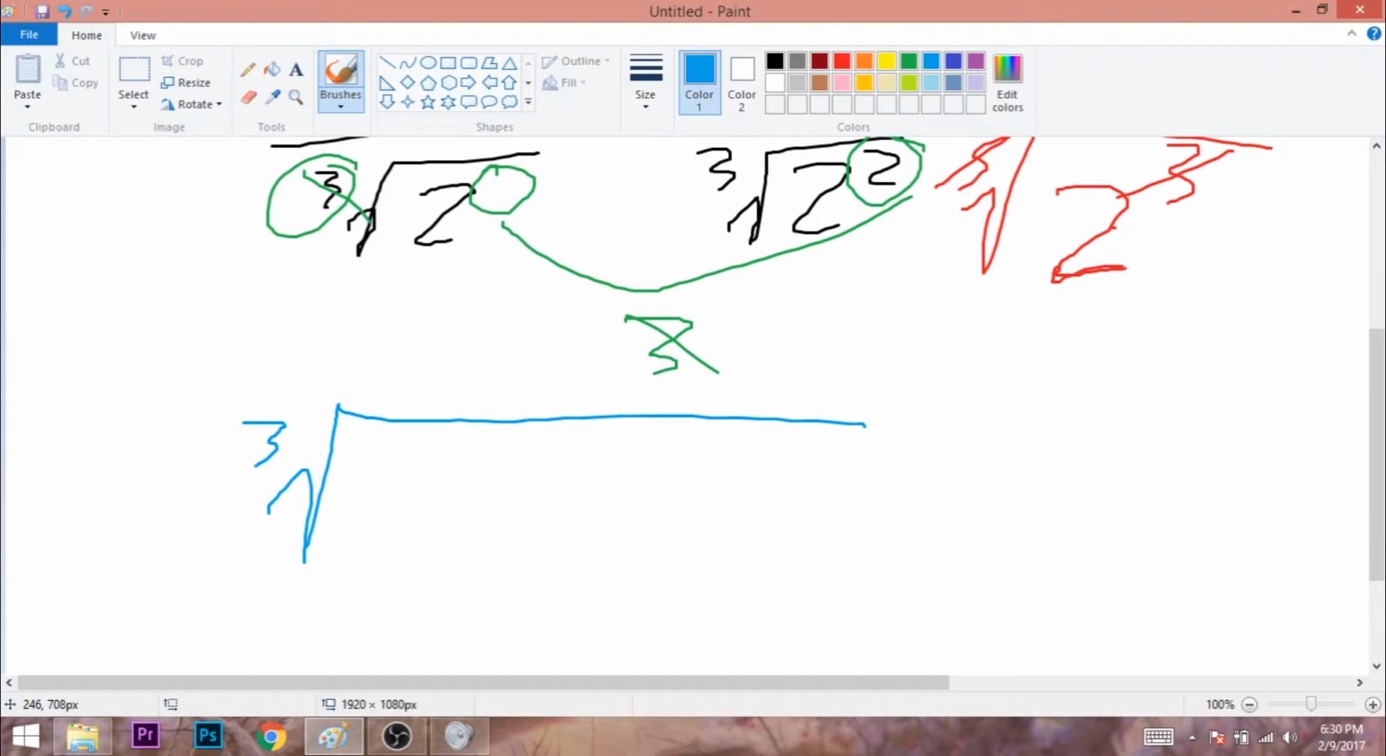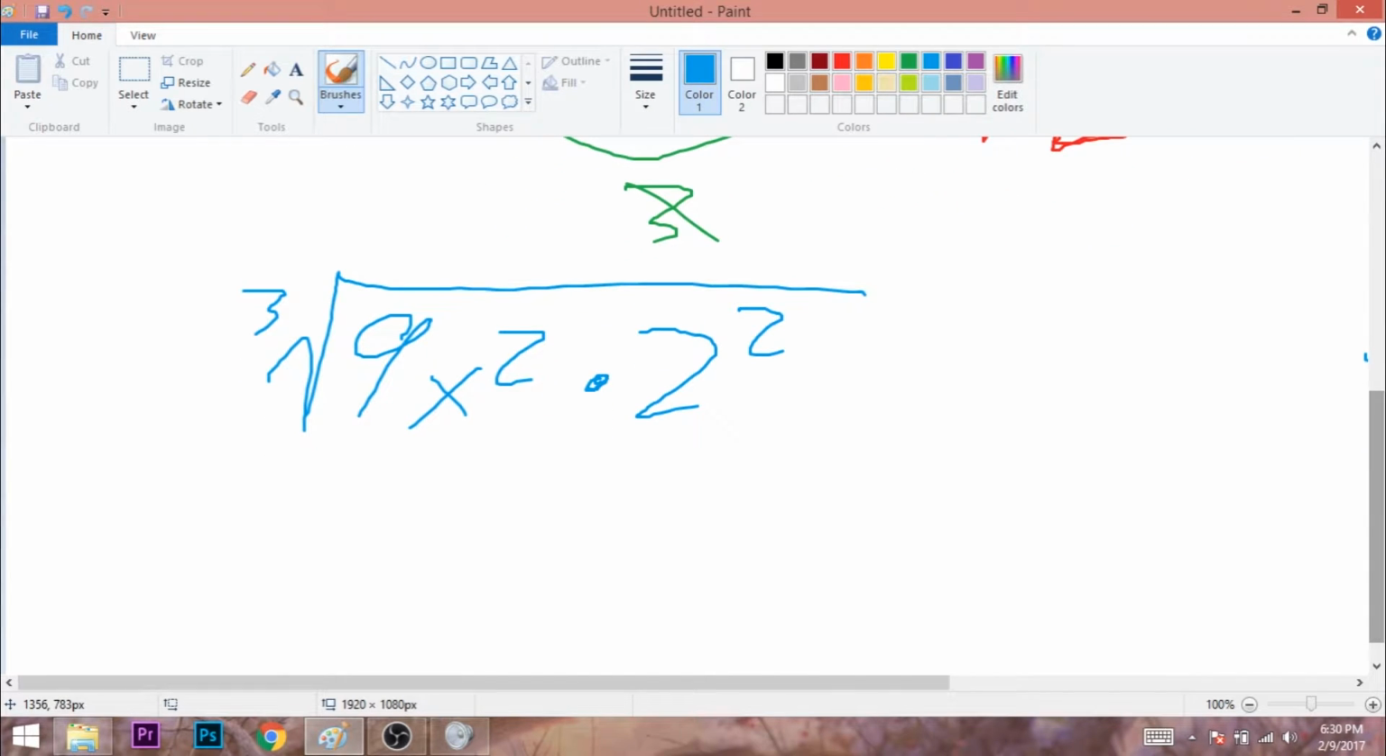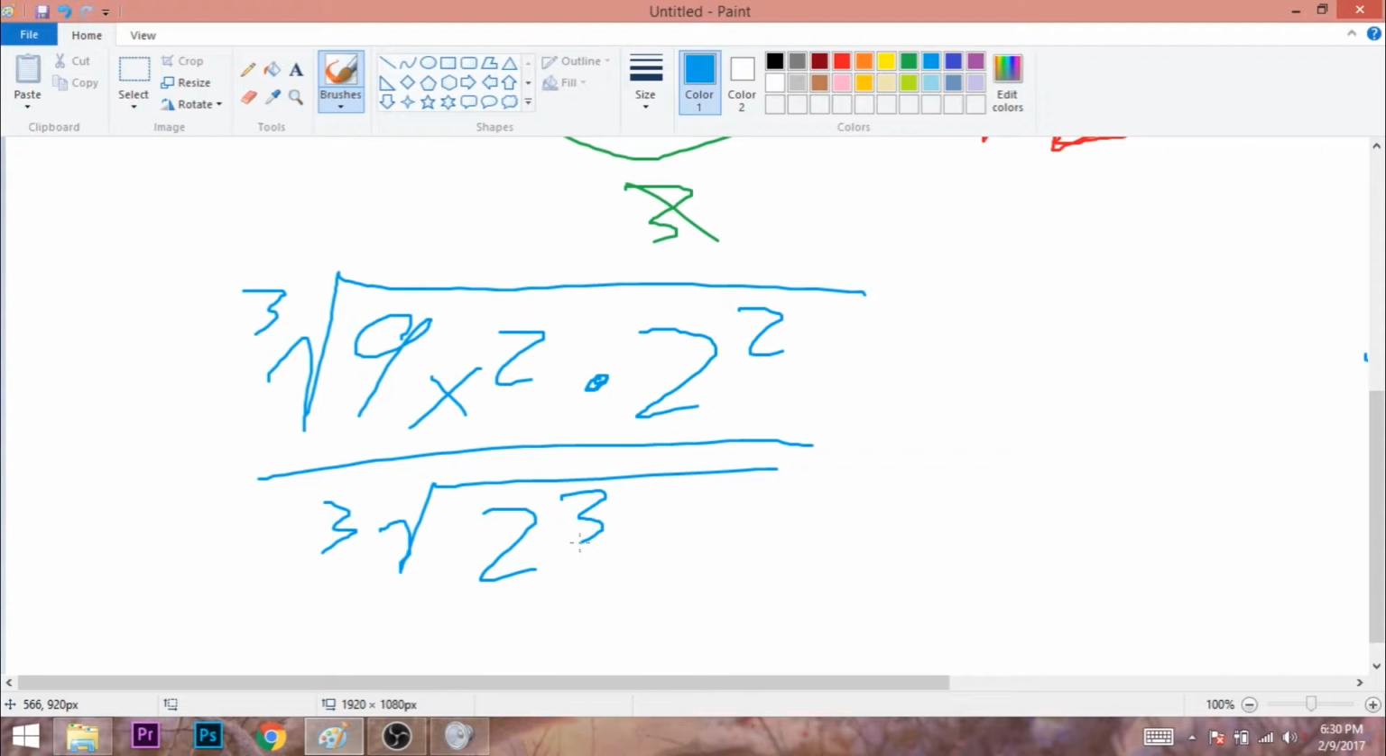the cube root of 9x squared times 2 squared all over the cube root of 2 to the third power. And you could simplify this.